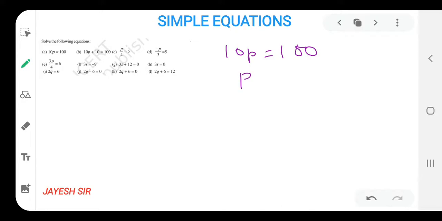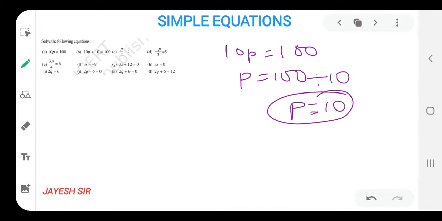We can say p is in multiplication with 10. After going to that side it will become division. You can write like this also. The p value we are obtaining is 10. The value of p we are obtaining over here is 10. I hope you all might be getting it.